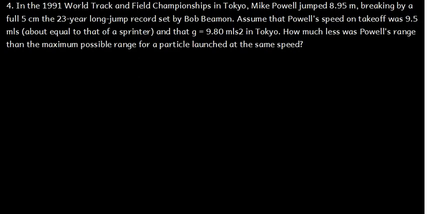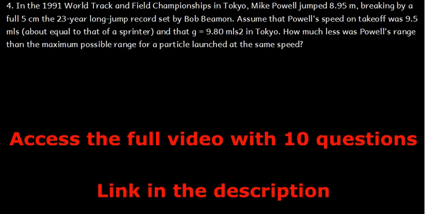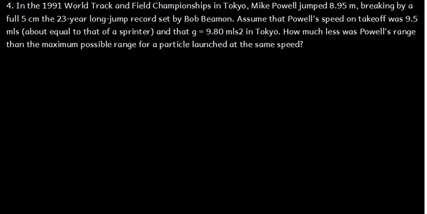Okay, now let's get to understand this question. In short, they're just asking us to find how much less was the range than the maximum possible range of the same particle launched with the same speed. Now what we have to understand here is that for someone to have the maximum range, or if you are trying to reach the maximum range, you have to launch a ball at an angle of 45 degrees.